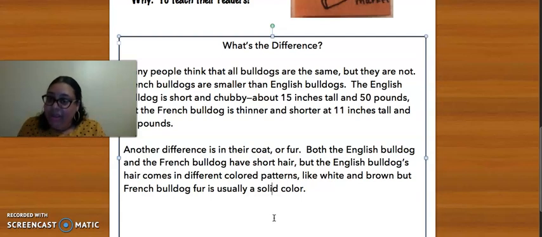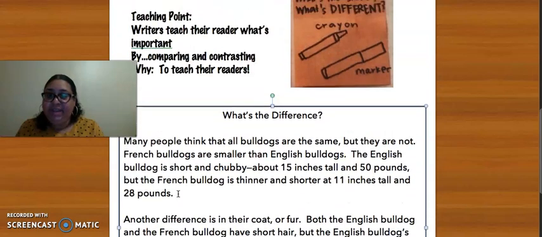Writers, do you see how I also taught my reader about the fur by showing what's the same and different? I said that they both have short hair. That's what's the same. But then I showed the difference between them. The English bulldog's hair has different patterns. You can already picture a dog with white and brown spots. But the French bulldog usually has a solid color, like maybe they're all white or all brown or all black with no spots.